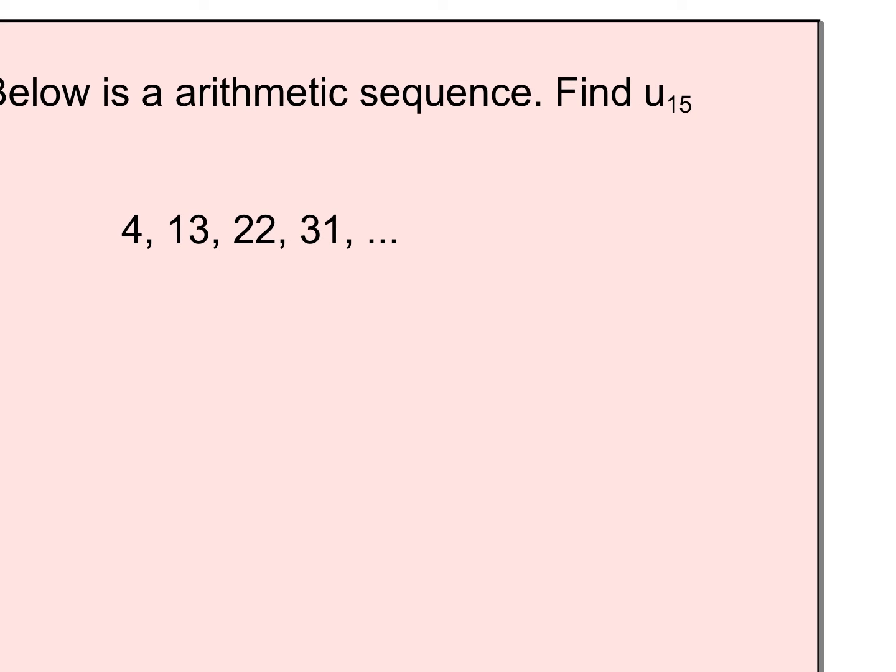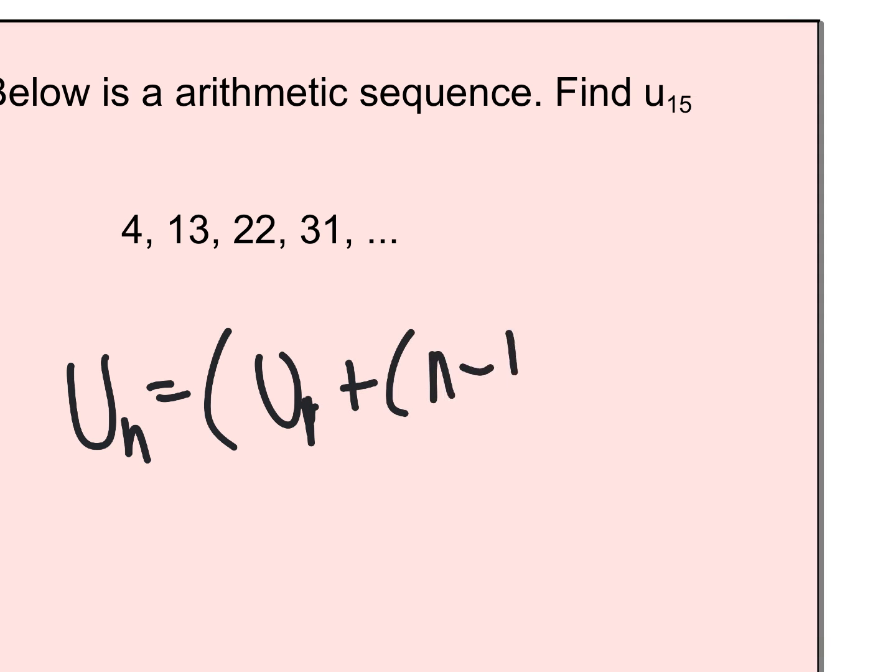The 15th term, I'm going to give you the formula for it. U sub n is u sub 1 plus n minus 1 times d. There's your formula. Use that and get your answer.